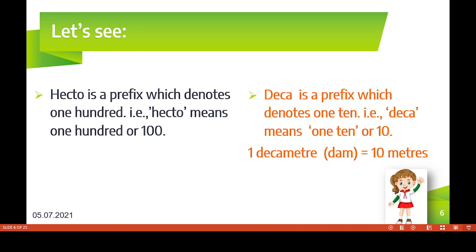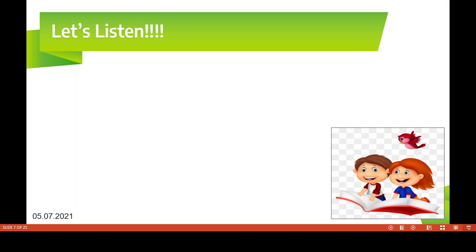Let's see hectometer. Hecto is a prefix which denotes 100. That is, hecto means 100. From this, 1 hectometer is equal to 100 meters. Decameter. Deca is a prefix which denotes 10. That is, deca means 10. 1 decameter is equal to 10 meters.